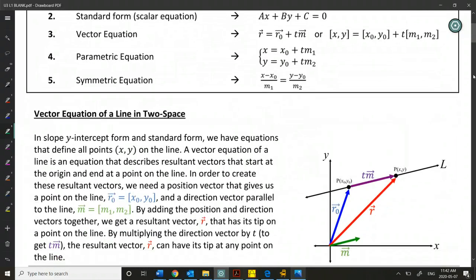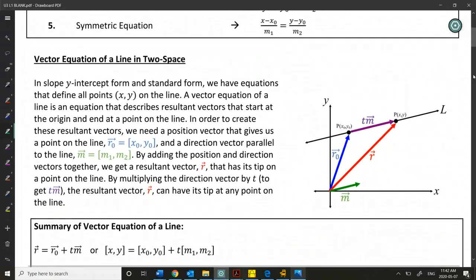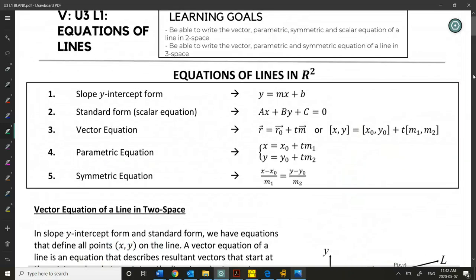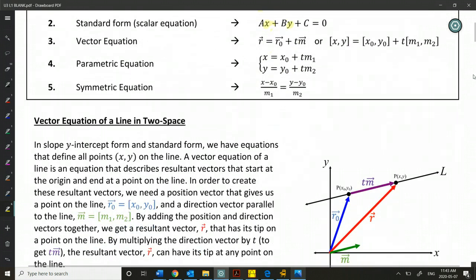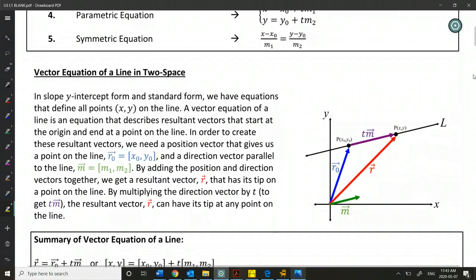So first I want to talk about the vector equation of a line in 2-space. Basically, the job of this vector equation is to represent all possible points (x, y) on the line, similar to how our slope y-intercept form and standard form have a general (x, y) in them to represent all possible coordinates that could be on those lines. So we want our vector equation to do the same thing. It does this by describing the resultant vectors that start on the origin and end on a point on the line.